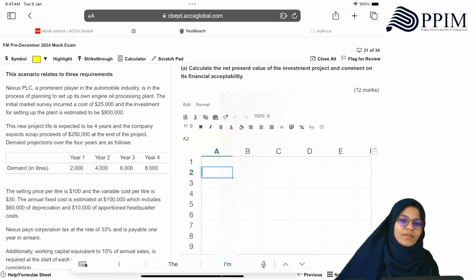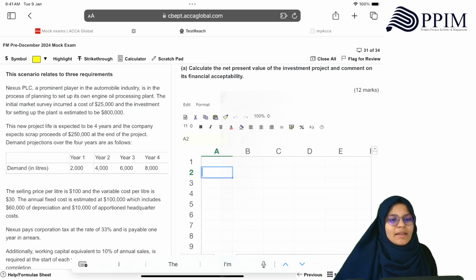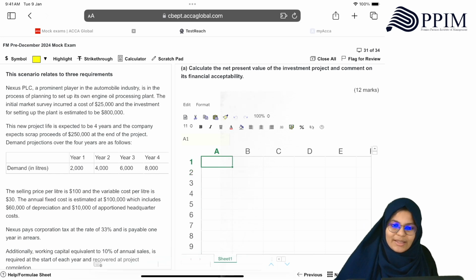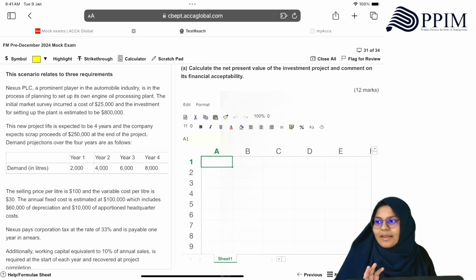Okay, so let me see what it says. Nexus PLC, a prominent player in the automobile industry, is in the process of planning to set up its own engine oil processing plant. The initial market survey incurred a cost of 25,000 and the investment is estimated to be 800,000. Now this initial market survey is a sunk cost. Okay, so in this situation always write that somewhere. Sometimes you get a mark for mentioning that.